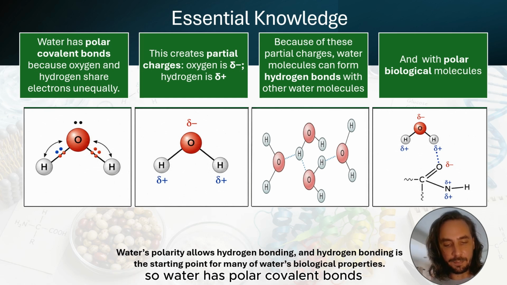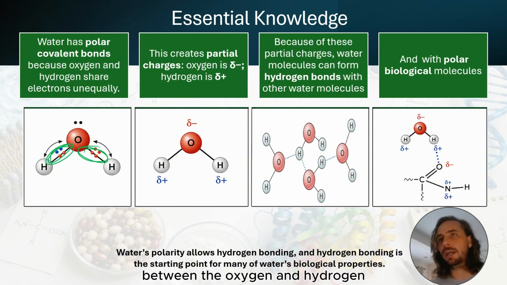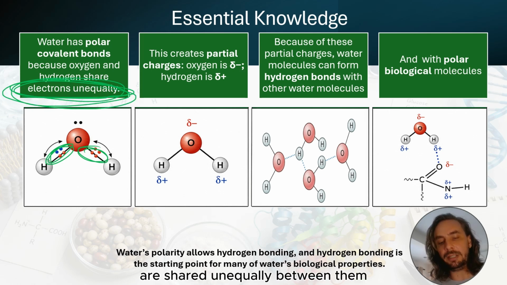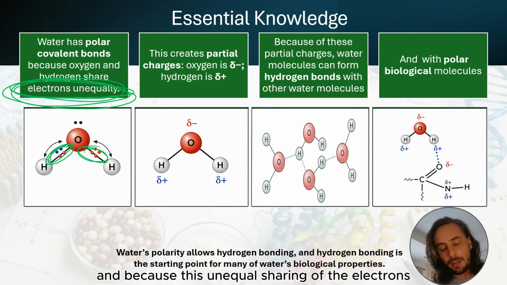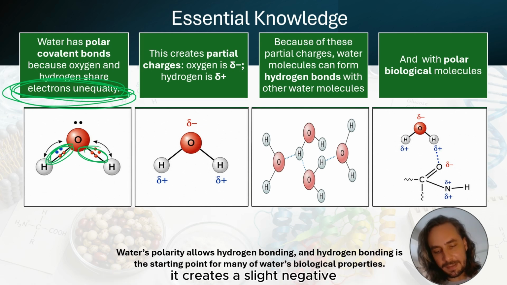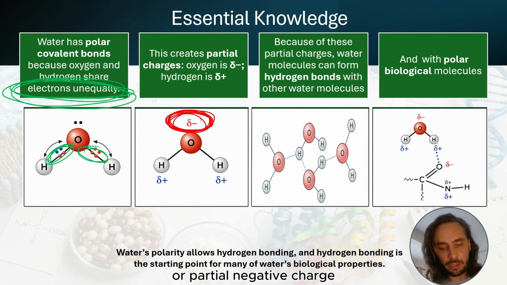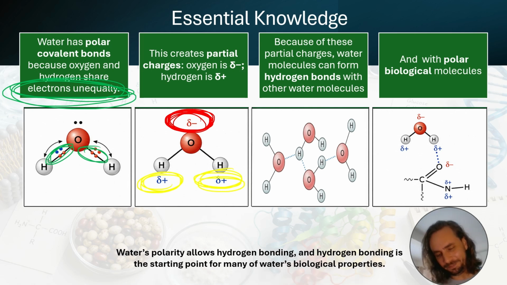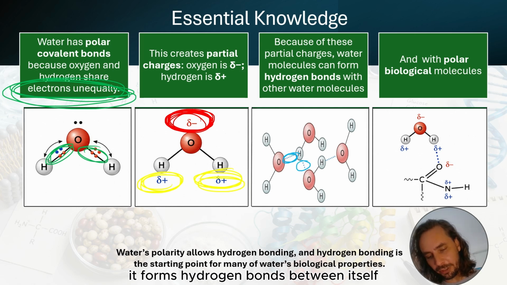So water has polar covalent bonds between the oxygen and hydrogen, and it's polar because the electrons are shared unequally between them. And because of this unequal sharing of the electrons, it creates a partial negative charge and partial positive charges. Because it has those partial charges, it forms hydrogen bonds between itself.